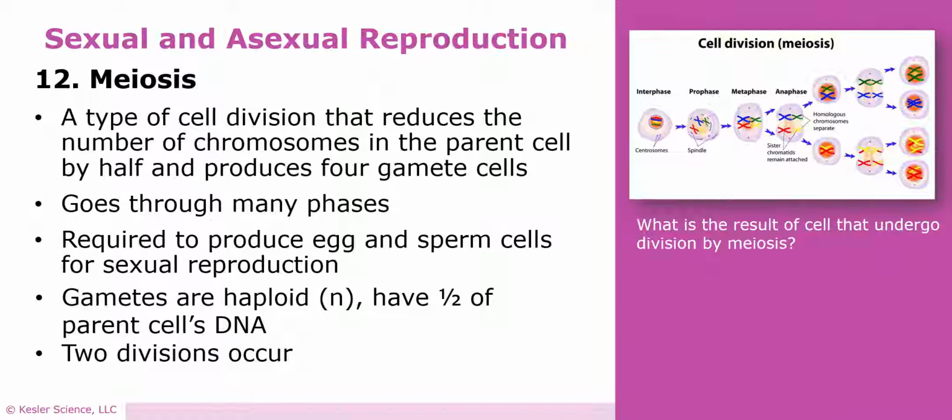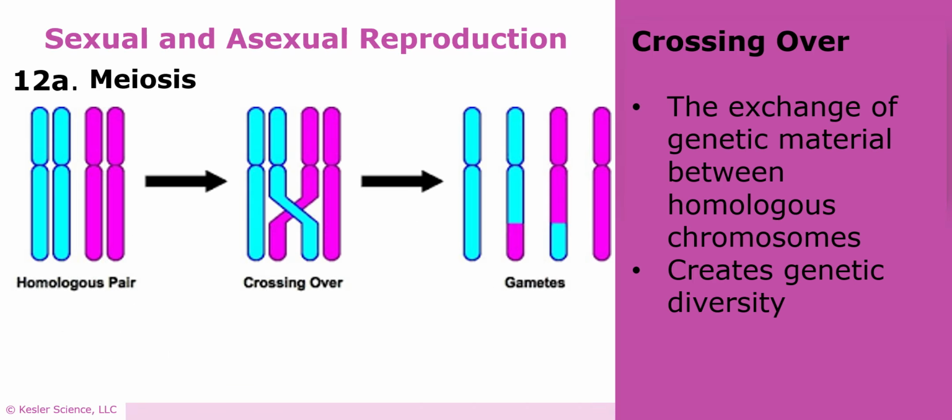Two cell divisions are going to occur in order to have gametes produced from meiosis. We do not need to know every single phase of the cell cycle that results in gametes. One part of the phases that I will emphasize, one important thing that occurs, is crossing over. We talked about homologous chromosomes, which are the pairs of chromosomes, one from your female parent, one from your male parent.